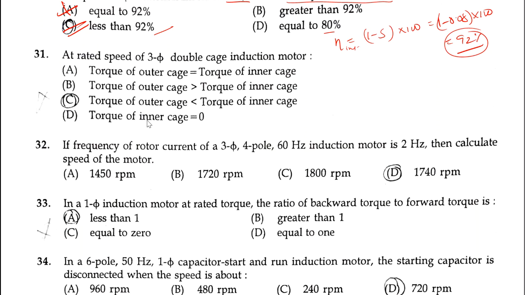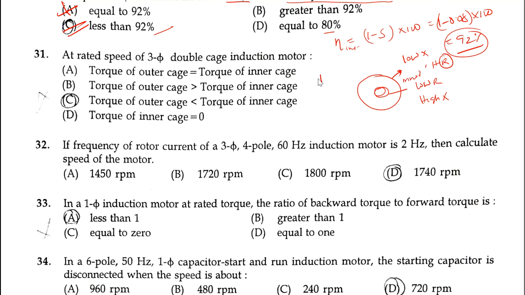Next one: at rated speed of a three-phase double cage induction motor. We know that the double cage induction motor has two windings. The first is the outer winding, the second is the inner winding. The inner winding will have low resistance and a high value of reactance. Now we'll talk about the outer winding. The outer winding will have a low value of reactance but a high value of resistance here.